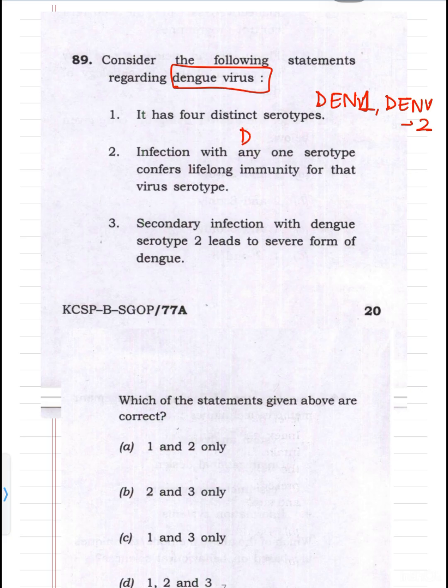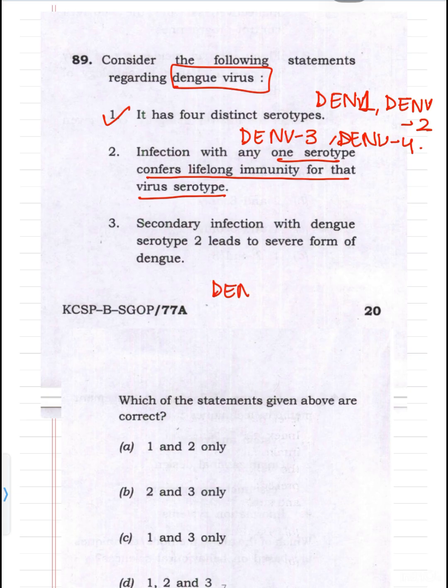Second, infection with any one serotype will confer lifelong immunity for that virus serotype. So this is correct. If there is a person who has been infected with DEN 3, now that person will have lifelong immunity for DEN 3. So if any mosquito bites and the serotype present in the mosquito is DEN 3, that person is not going to develop infection, as he or she has lifelong immunity for that virus serotype. But if the mosquito is infected by DEN 1, then that person can develop the disease. So infection with any one serotype confers lifelong immunity for that virus.